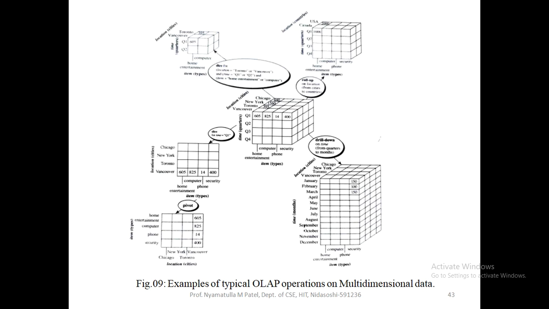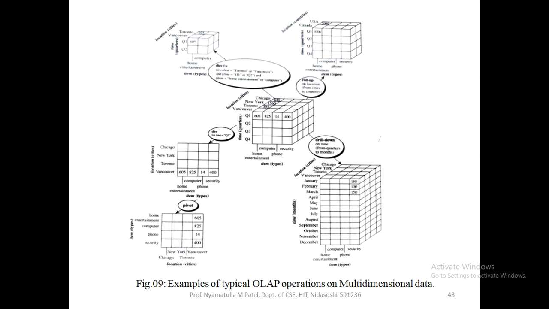Okay, that is what a pivot operation shows. A pivot operation where the item and location axis in a 2D slice are rotated. Other examples include rotating the axis in a 3D cube also, or transforming a 3D cube into a series of 2D planes, also an example of a pivot.